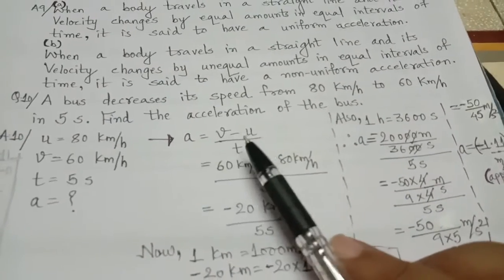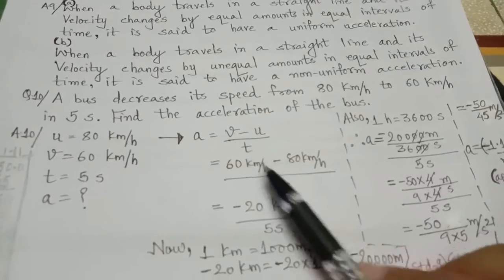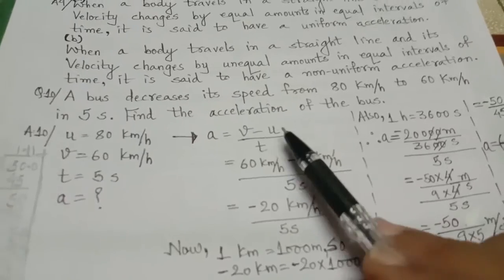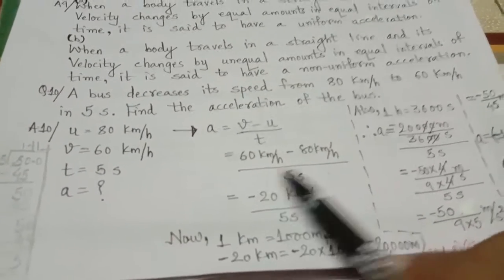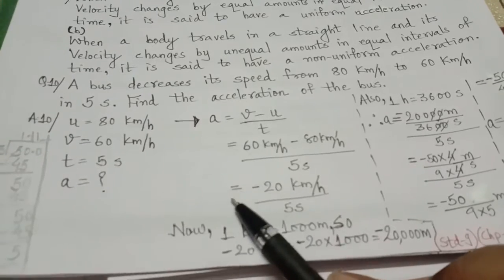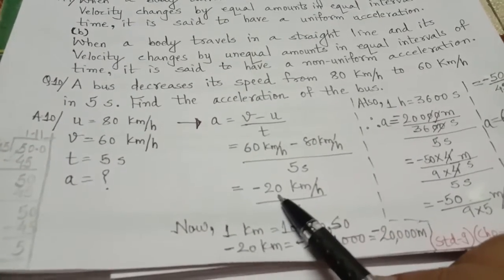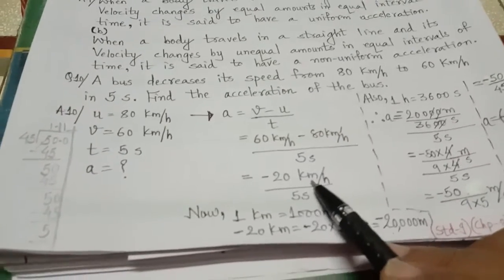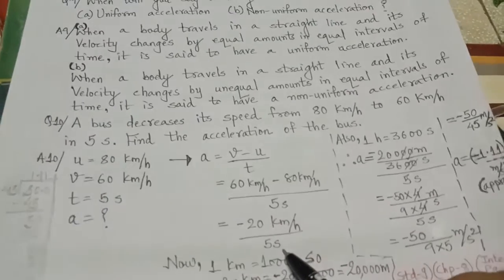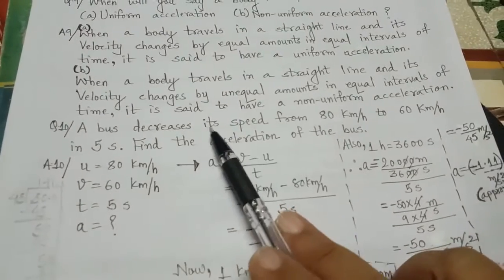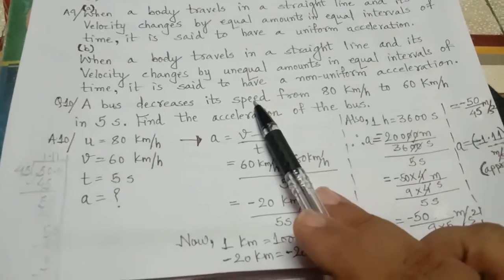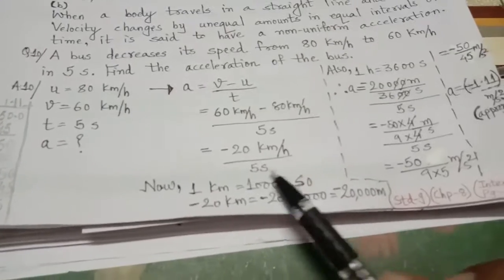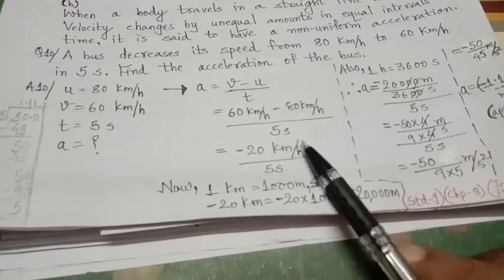So acceleration is equal to final velocity minus initial velocity upon time. Final velocity is 60 km per hour minus initial velocity 80 km per hour upon 5 seconds. That is 60 minus 80, which is minus 20, because 80 is the bigger number and it carries the negative sign, minus 20 km per hour upon 5 seconds. See here, a bus decreases the speed. It means the bus has applied brake and so the motion is negative, retardation.